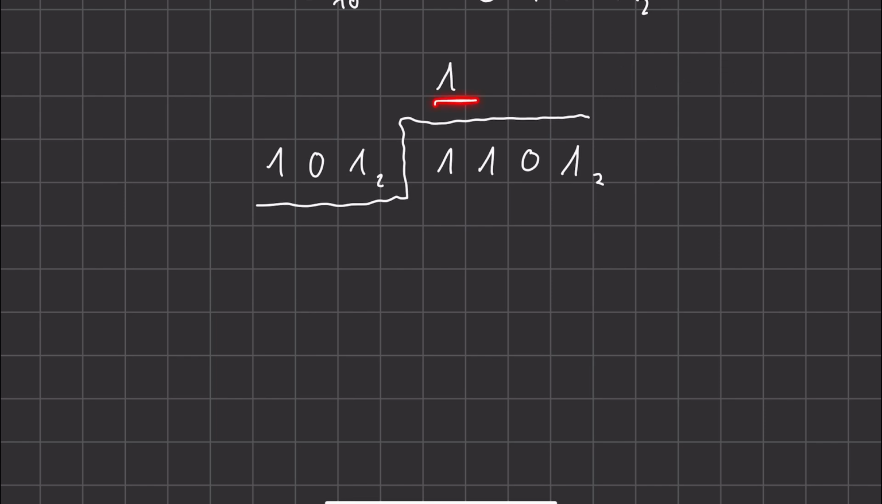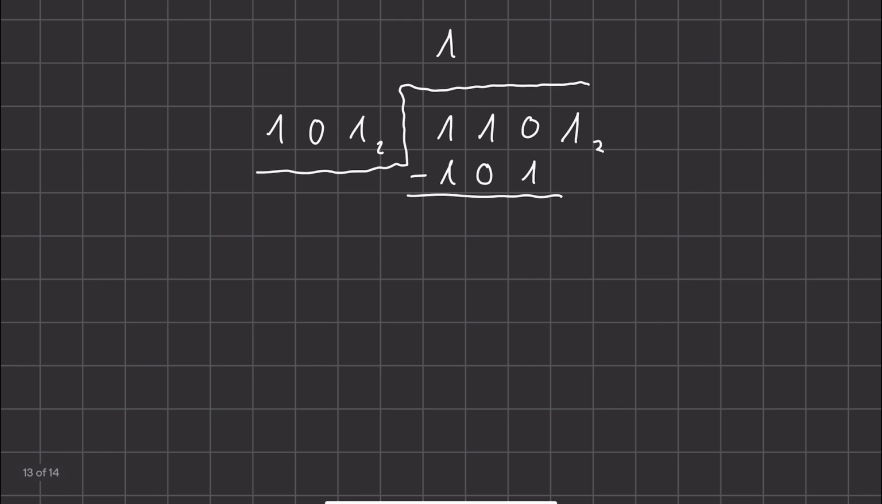Again, we will multiply this and this. So we get minus 1, 0, 1. And doing this subtraction, we see we'll need to borrow this 1. So here we have a 2 then. Subtract, get 1. And then here we have a 0, so 0, and here's 0.